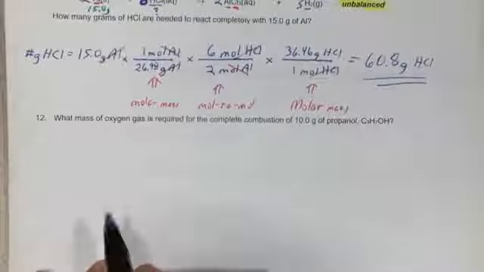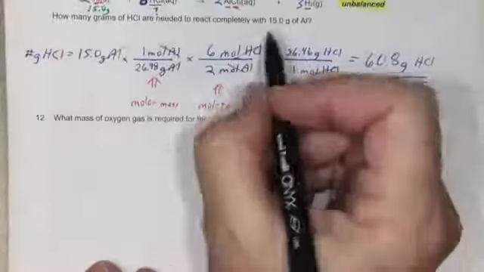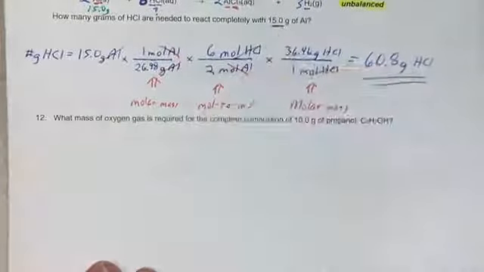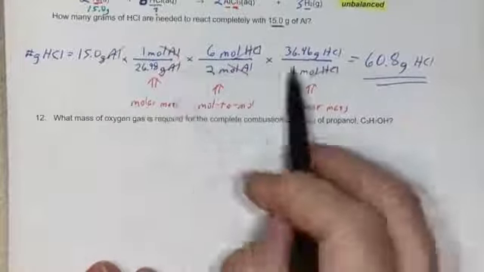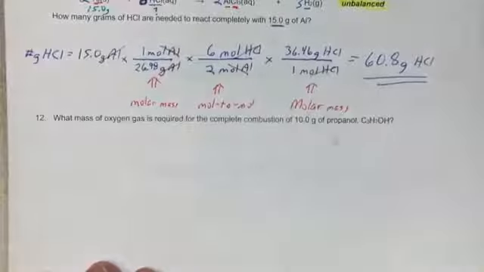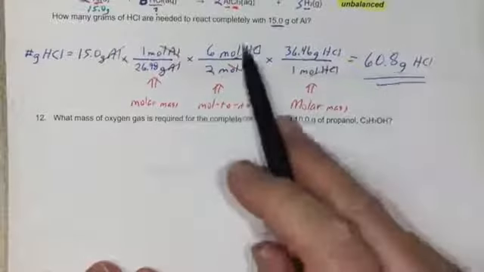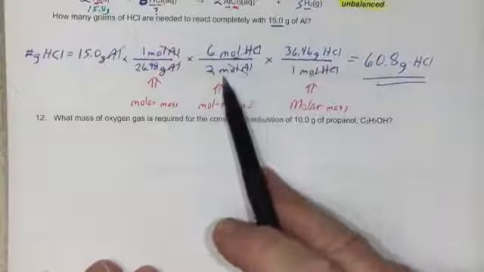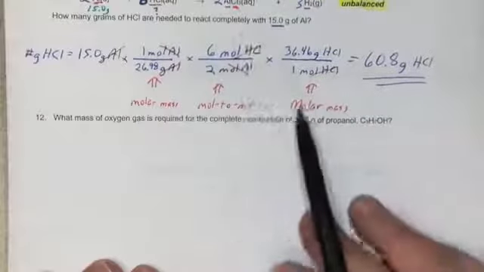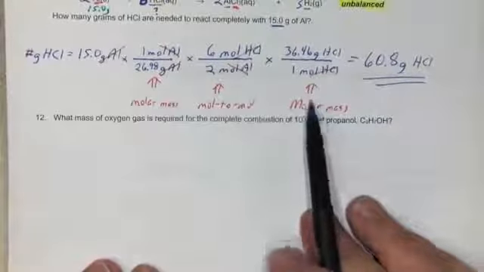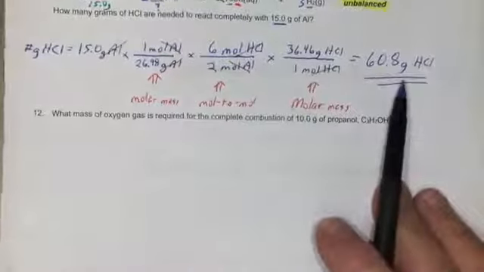Now notice, I'm limited to 3 significant figures. That's what we had back here. But I'm always in the habit of using 4 sig figs for the molar masses. That way I don't get any round-off error. I round down to 3 sig figs. The mole-to-mole ratio is exact. It does not limit me. Based on the equation, that's exact. Okay, so that's the correct answer to number 11.